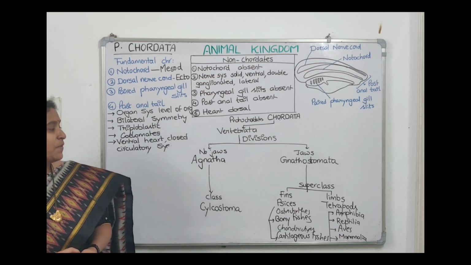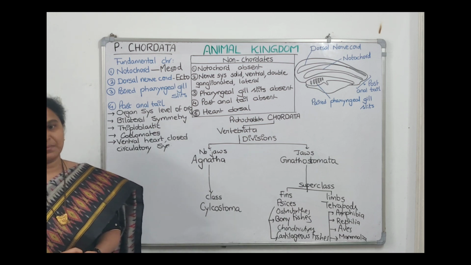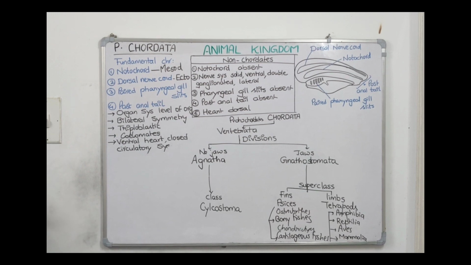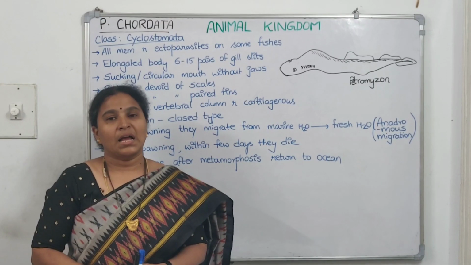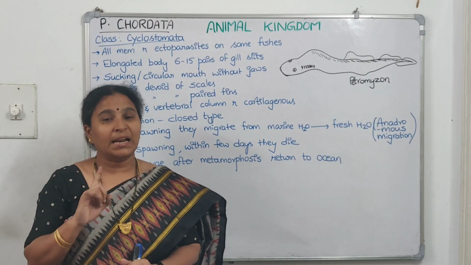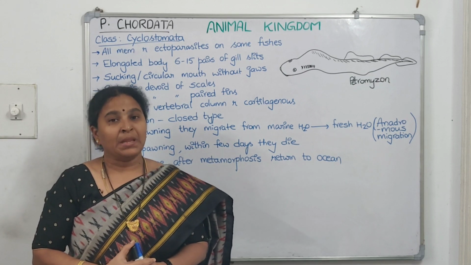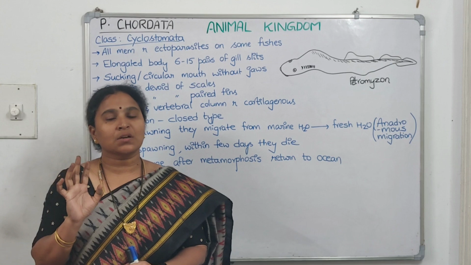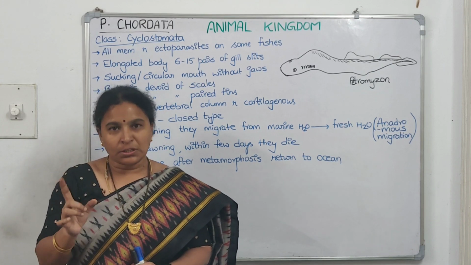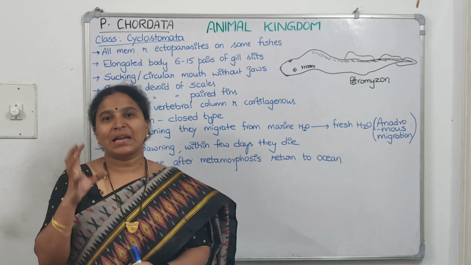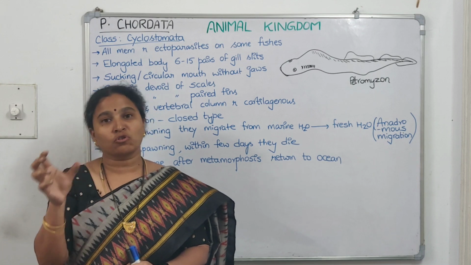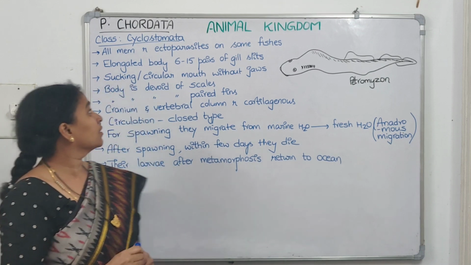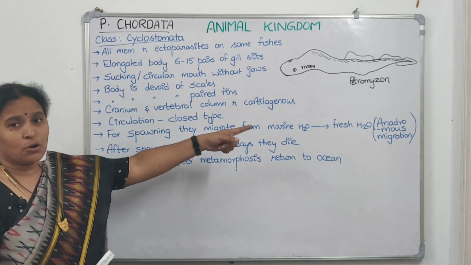Take a screenshot, then we will talk in detail about cyclostomes. Under division Agnatha, the class is called Cyclostomata. Now, there is one class which is extinct. The class which is existing is called Cyclostomata. So, jaws are not there. Since jaws are not there, it has a circular mouth. Cyclostomata, circular mouth is a characteristic, right?